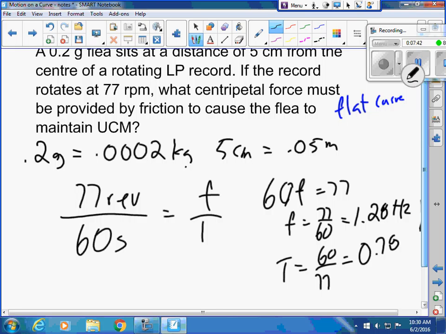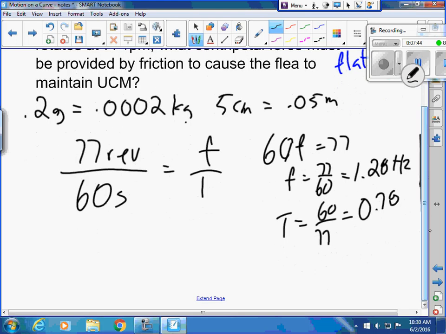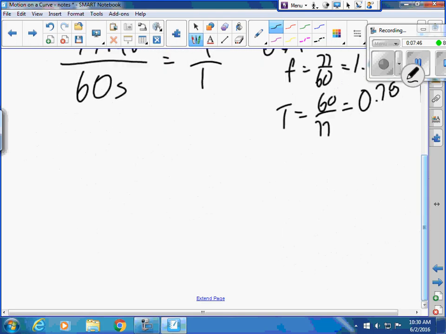Okay, so now let's do the actual problem. We've sort of taken care of that. The question is, what centripetal force must be provided by friction to cause the flea to maintain its UCM? So we are looking for the centripetal force. I'm going to use this new one: m 4 pi squared r F squared.